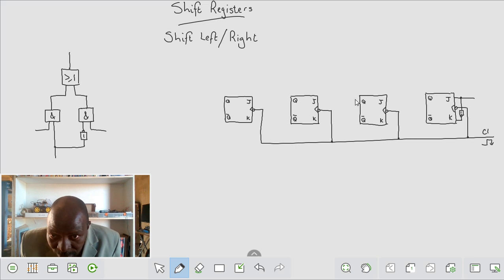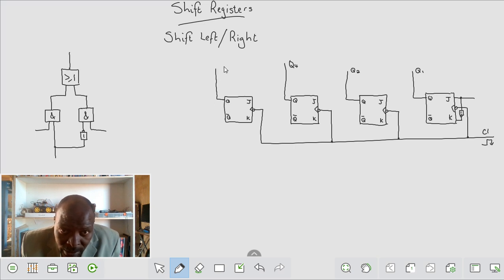So, the inputs here, the Q's are not affected. The Q's are the Q's. This is Q2. This is Q1. This is Q4. And that's Q8. Alright, so now I need my input to come in.